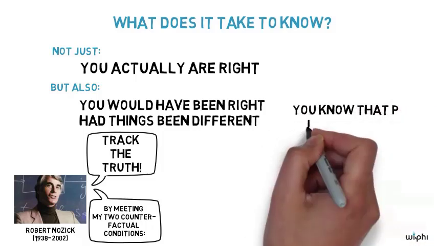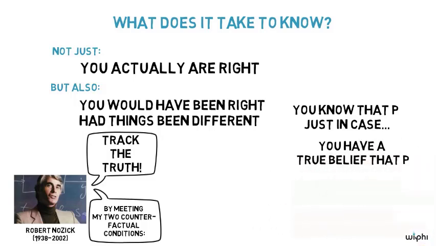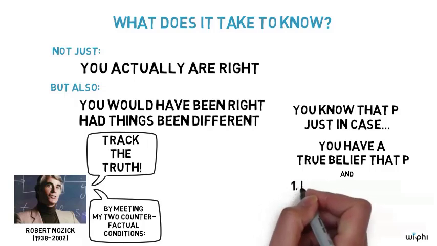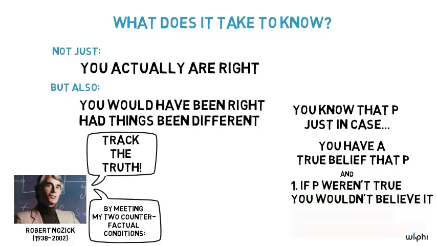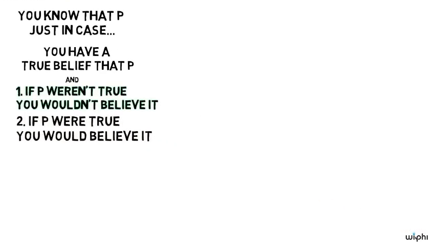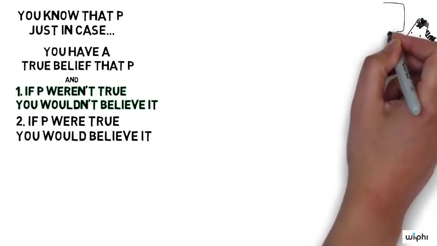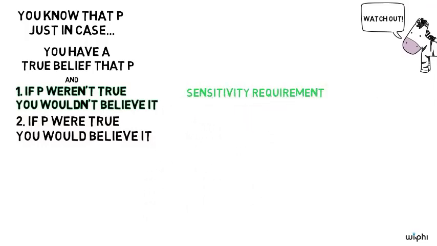In his view, you know that P, just in case, you have a true belief that P, and the following two conditionals are also true. First, if P weren't true, you wouldn't believe that P. And second, if P were true, you would believe that P. The first counterfactual is just what's lacking in the dodgy zoo. This conditional has come to be known as the sensitivity requirement, and it's been the aspect of the tracking theory that has attracted the most attention among epistemologists.